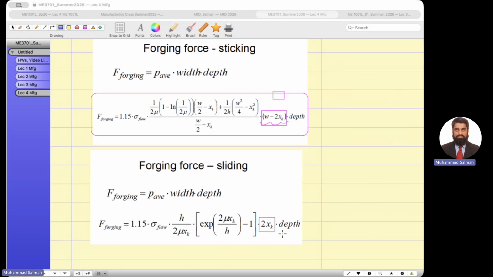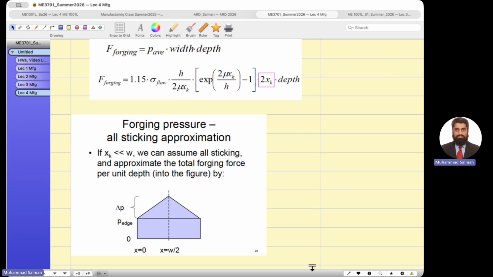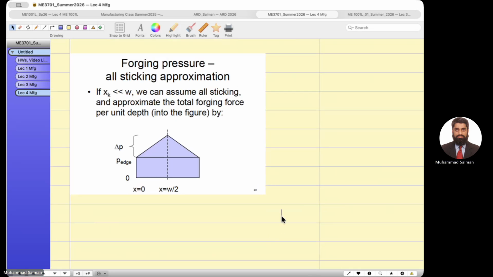Now look, the friction force increases from the outside to the center line. The friction increases. If xk is very, very small, then we can assume it is all sticking.